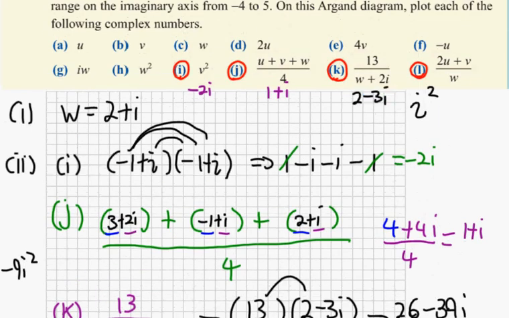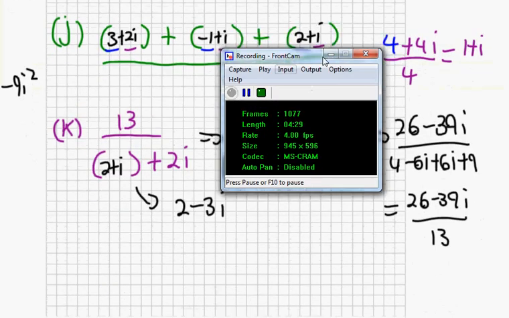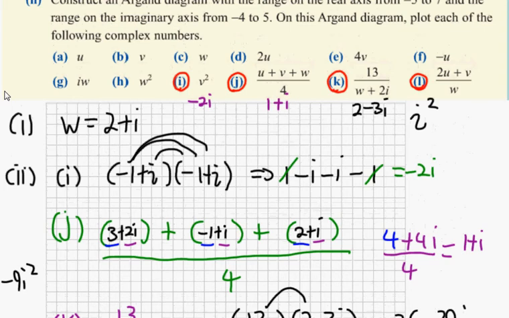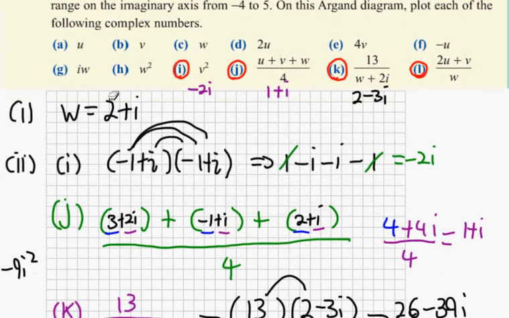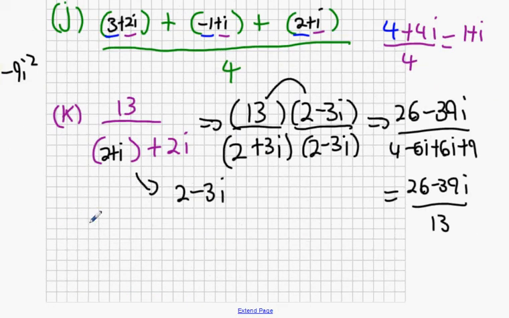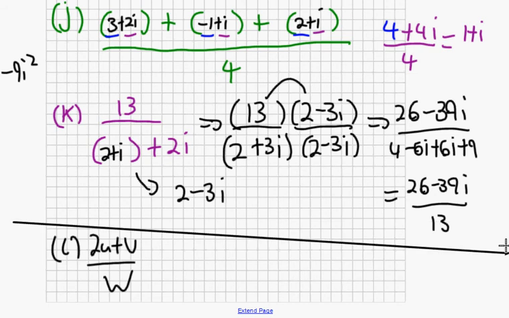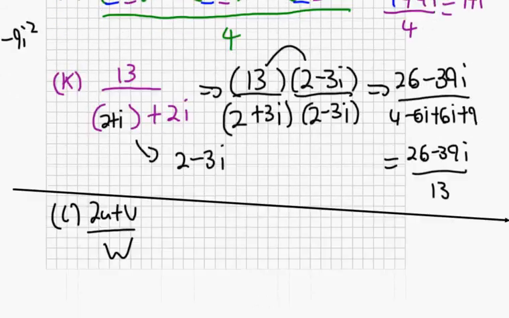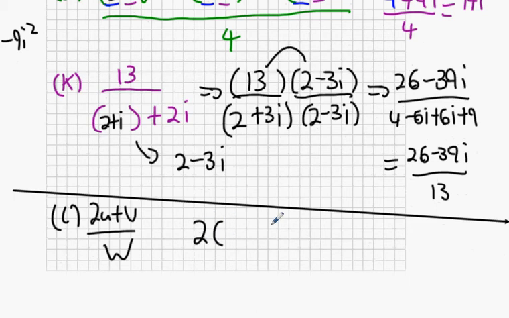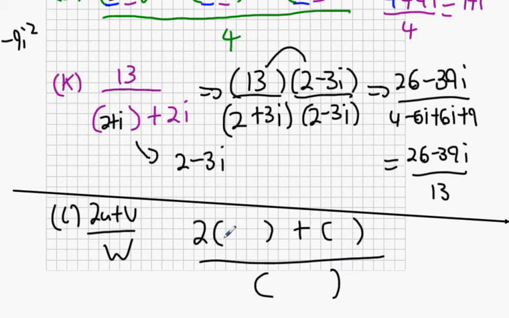And finally, what is L then? We have L left to do. L's the last one I need to do now. So 2u plus phi all over w. So what is 2u, guys? What's u again? Alright, so 2 times whatever u is, add on whatever phi is, divided by whatever w is. So what's u? 3 plus 2i. What's phi? 1 plus I. What's w?